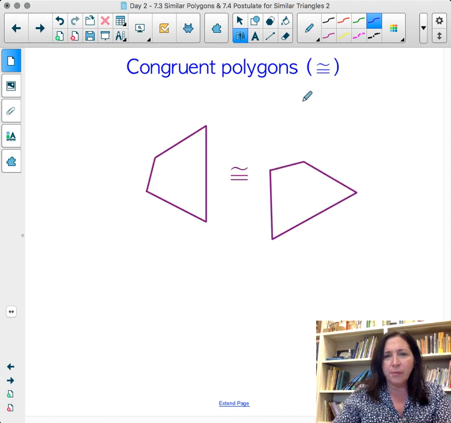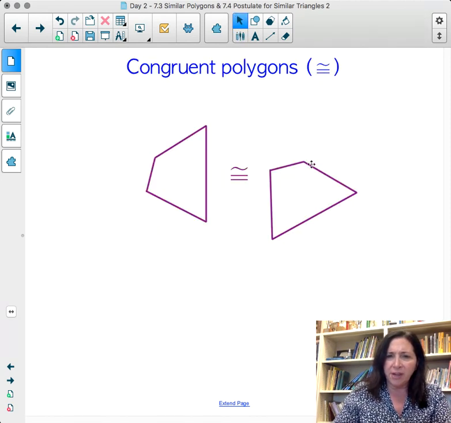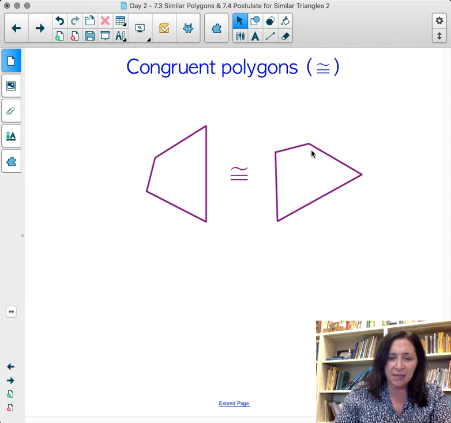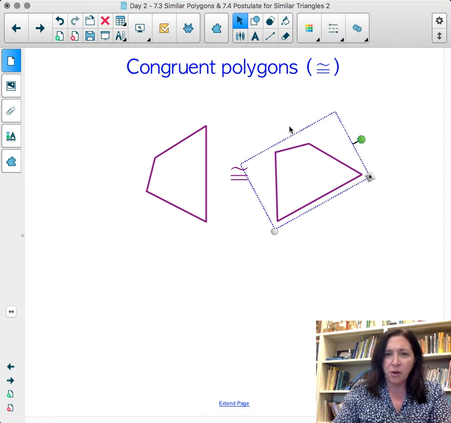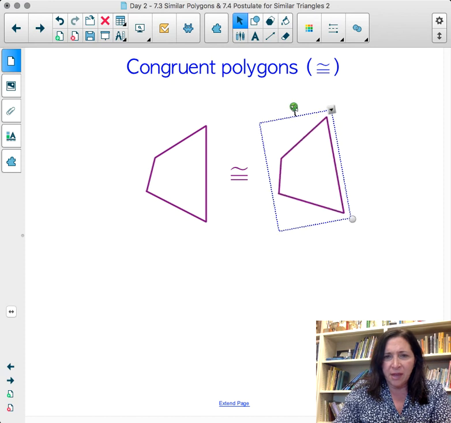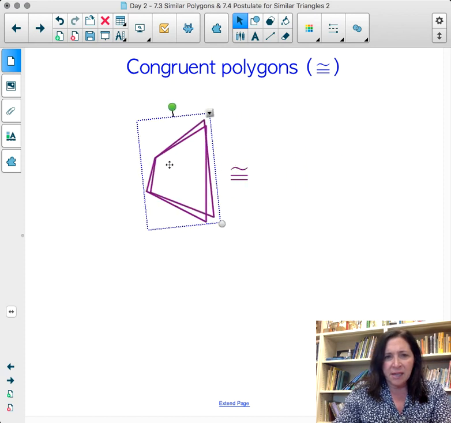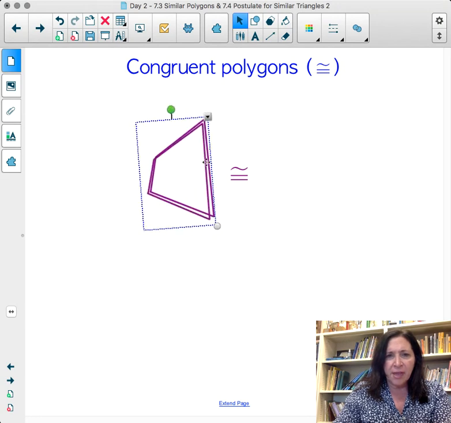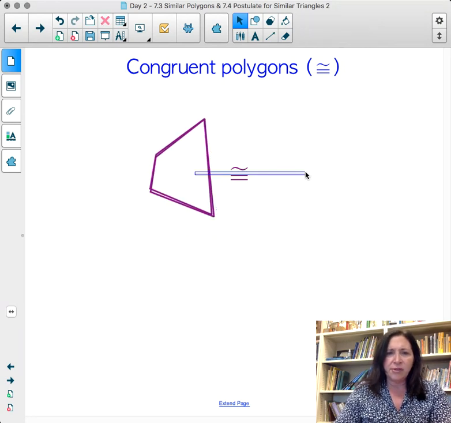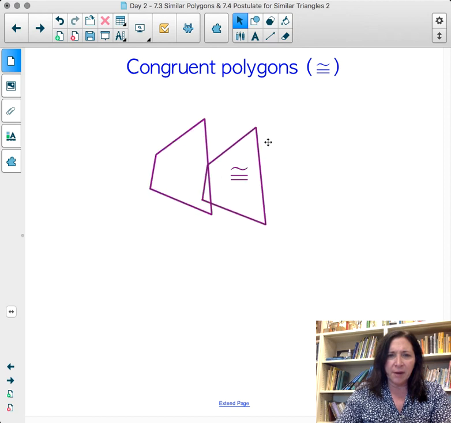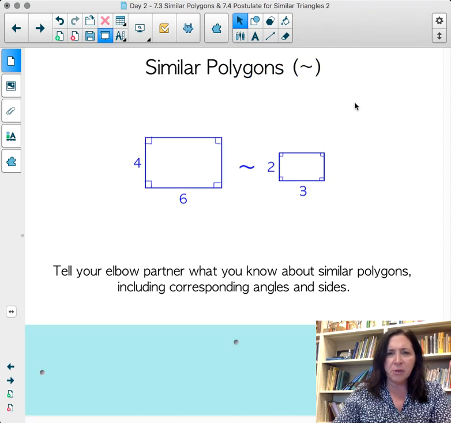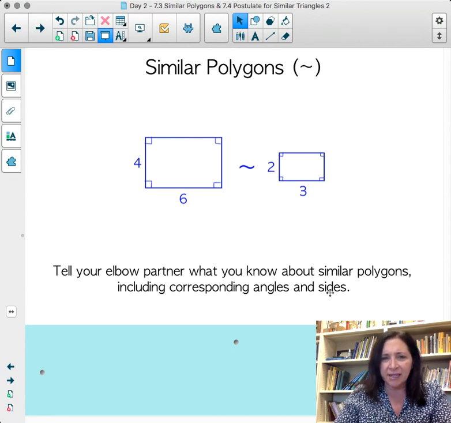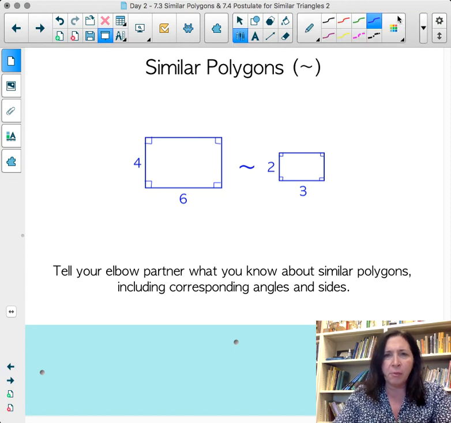Okay, so congruent polygons. If you have two polygons that are congruent, the angles are already the same and the lines are the same. So basically these two triangles, this shape right here, it is congruent. Okay, so these are two congruent polygons. All right, congruent. But similar polygons have the same angle measurements, but they have different side lengths. And the side lengths are what we call proportional.